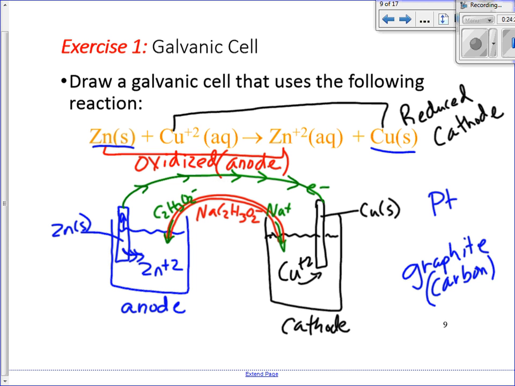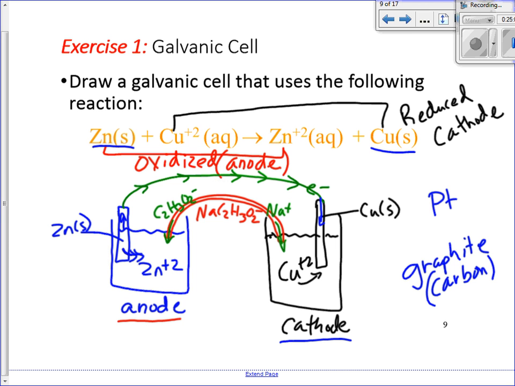Where do the cations from the salt bridge go? Towards the cathode. Where do the anions of the salt bridge go? Towards the anode. What electrode will get more massive? Which one's going to be adding on to its mass? The cathode. The electrons come over here, they combine with the ion in solution, and then they form a solid, and that adds to the electrode. So obviously, if the cathode is becoming more massive, what must be happening over here at the anode?